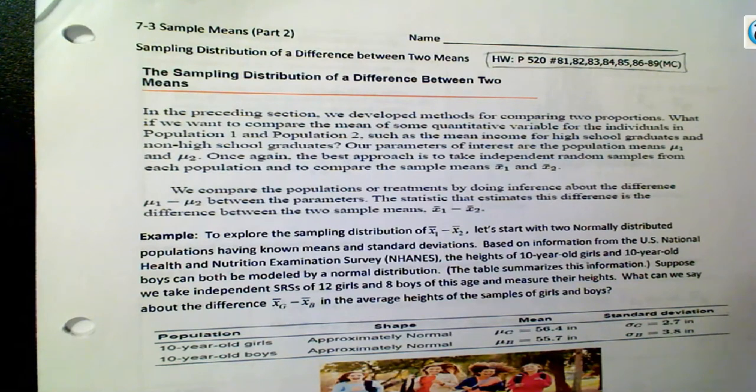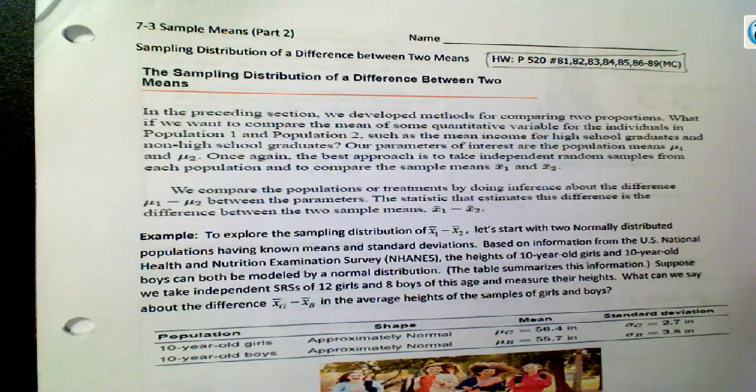This is 7.3, actually distribution of a difference between two means. And you see the homework there at the top. So what we're going to be talking about in the rest of this section is the sampling distribution of a difference between two means. In the preceding section, we developed methods for comparing two proportions. That was in 7.2. Remember how if we wanted to compare two proportions, we compared their differences?